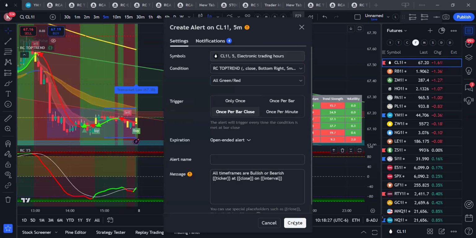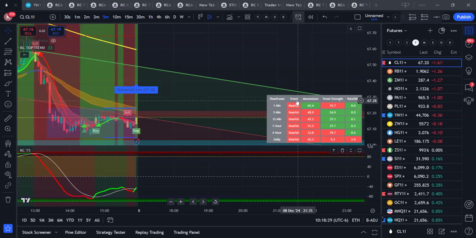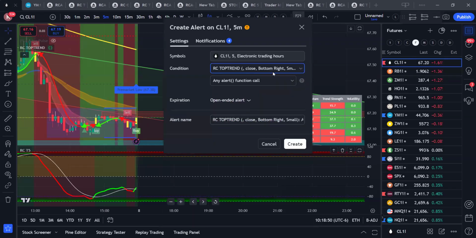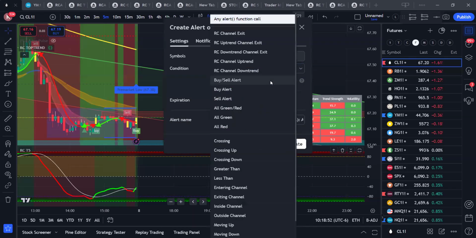So what do you mean by all red? All green means trend is green, momentum is green, trend strength is also green. All red means it is not that all the columns are red, but mainly trend is red, momentum is red, but your trend strength and volatility are green. So I have to just go here, top trend. And if you want, you can do it individually.